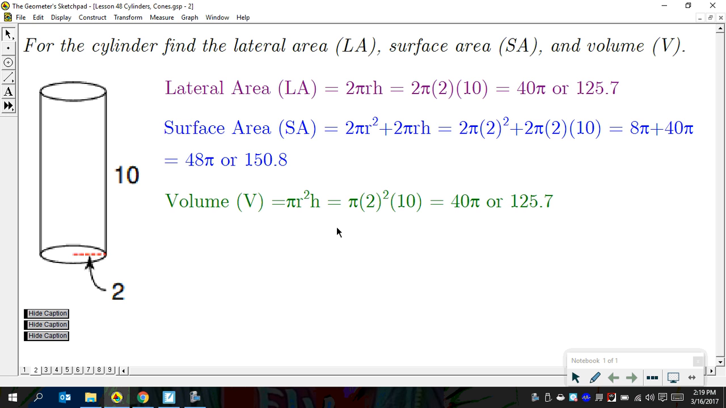And the volume, again, we're just plugging in R and H. So I plug in 2 for the radius. I plug in 10 for the height, or the distance between. I simplify, and I get 40 pi, or 125.7.